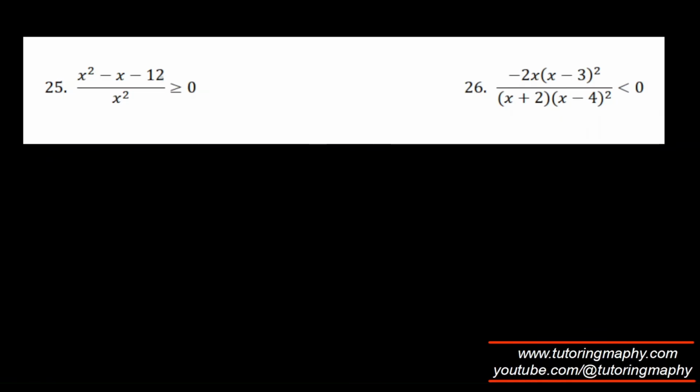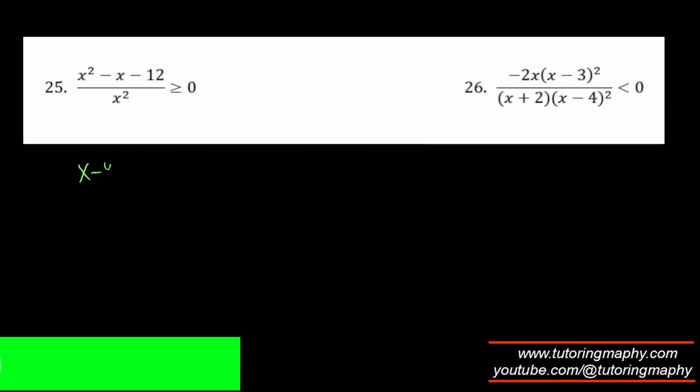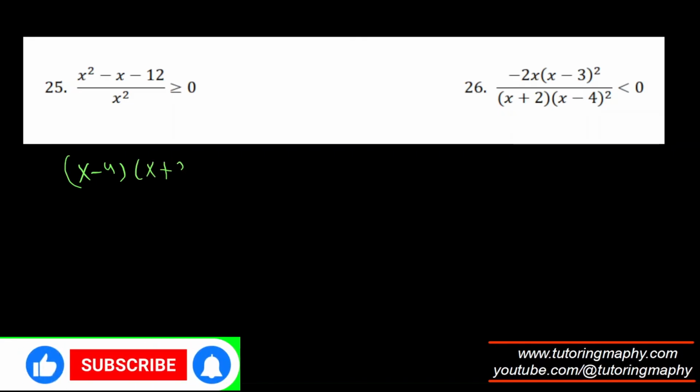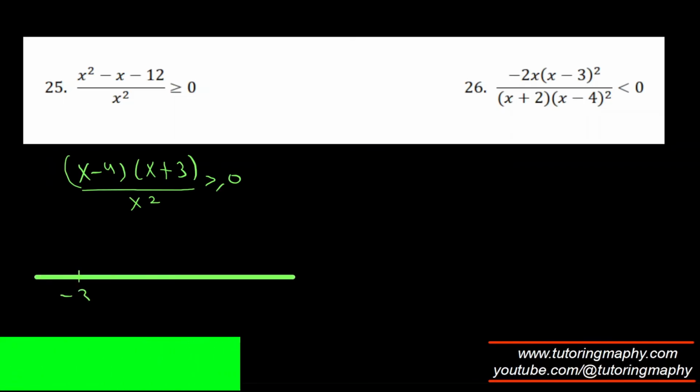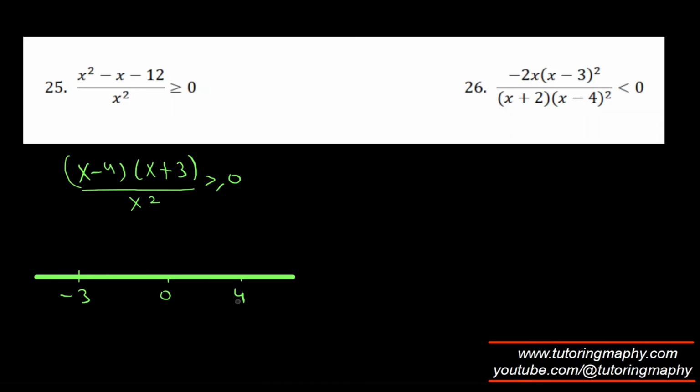Likewise over here, unfortunately, we need to factorize this first. So this is pretty easy. I think (x minus 4)(x plus 3), if I'm not wrong, over x squared should be greater than or equal to 0. I'm going to make a number line. I'm going to plot points, which are -3, 0, and 4. Over here, anything greater than 4. And by the way, I'm not really bothered about x squared because that's always positive.